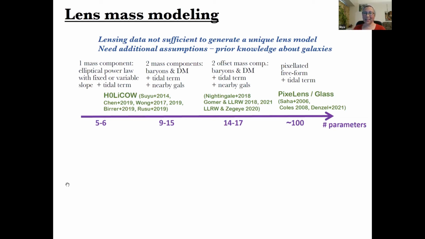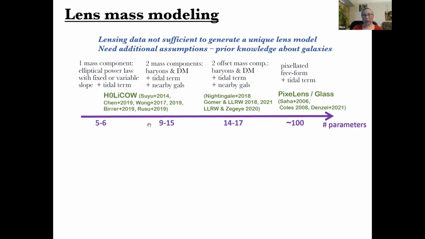So since the list of modeling constraints was not very long, you can guess that the lensing data by itself, even with kinematics, is not sufficient to generate a unique lens model. So one needs to appeal to other assumptions, which come in the form of our prior knowledge about galaxies. And when studying lensing, that's not the first time astronomers have encountered galaxies. We've been studying galaxies for a long time, so surely we have some prior knowledge that we can use to help us with this H0 determination problem through lensing.